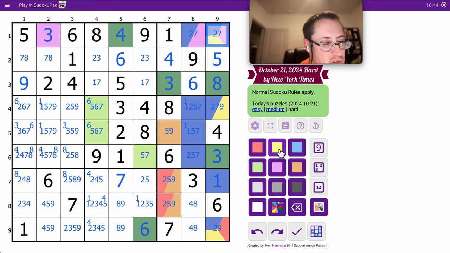So with an X-wing on sixes, I can't even restrict 9 in row 4, region 4. We're putting it in the two places I know in region 6. Doesn't do me any good, does it? It does not. I feel like the can't miss either.